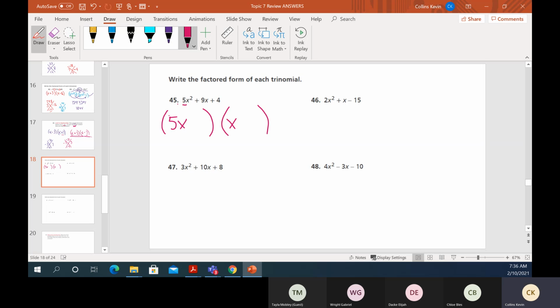Okay, so now we look at this and say, all right, I need to come up with a positive 9x in the middle. So plus and plus means we've got plus and plus, right? Okay, so the possible choices here are the factors of 4. So that's 1 and 4, or 2 and 2, right?